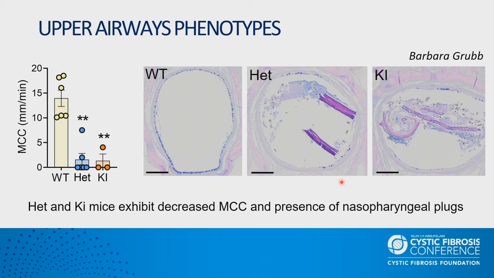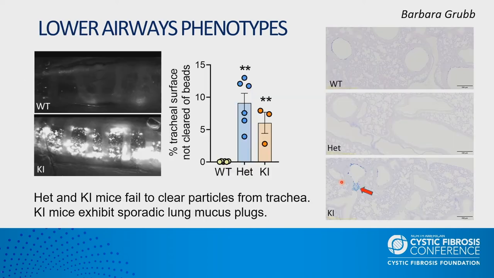These plugs are composed of mucus, hair, particles, bedding, and food that get stuck in the nasopharynx. These mice cannot clear it and it just gets stuck there and accumulates with age. We think that this plug is responsible for the occasional death of the heterozygous and the knock-in mice. Mice are obligate nose breathers, so if they have a big thing in their nose, eventually they might die.